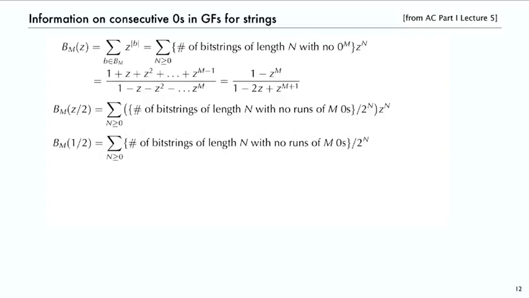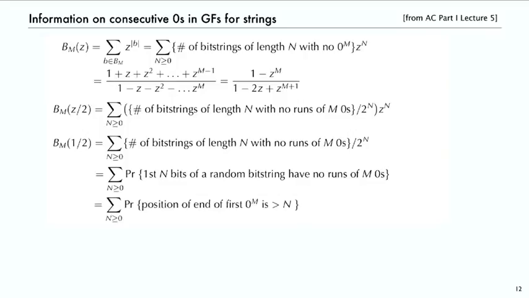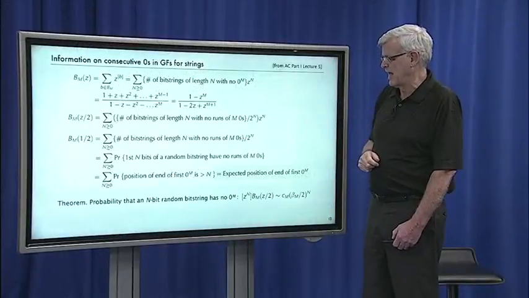And evaluated at z equals 1, so evaluated at z equals 1/2 is really what we're doing. That gives the number of bit strings with no runs of m zeros divided by 2 to the n. That's the probability that the first n bits of a bit string have no runs of m zeros. And we're summing those probabilities. That's the same as the probability that the end of the first run is bigger than n. And that gives the expected position of the end of the first occurrence of m zeros. Just evaluating the generating function at 1/2.